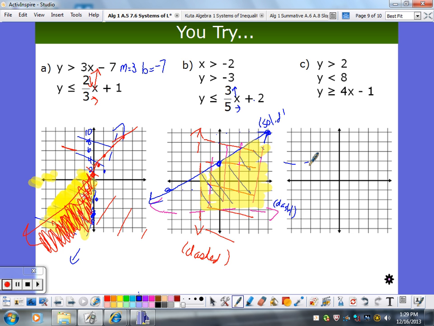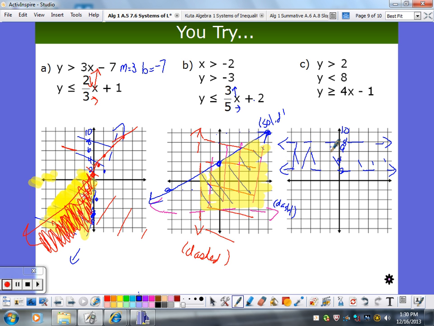Alright, this is for you. So y is greater than 2. A dashed line is greater than, right? Oh, I'm going to have a problem with this. Okay, so if I'm bigger than 2, that's over here. And then y less than 8, well this is 8. Also a dashed line.